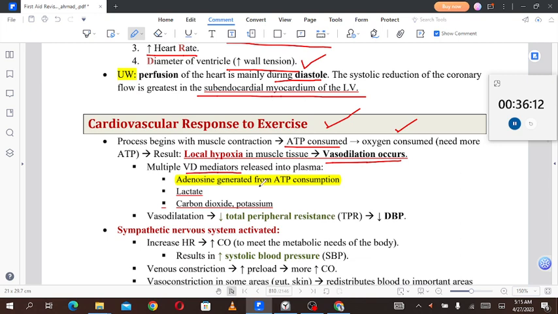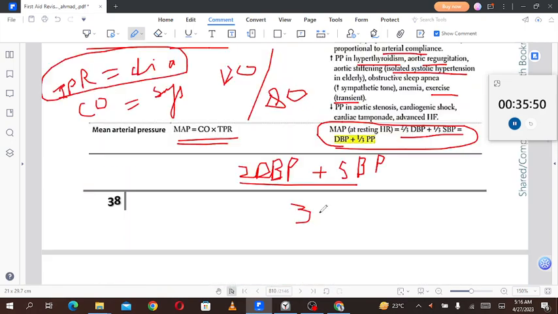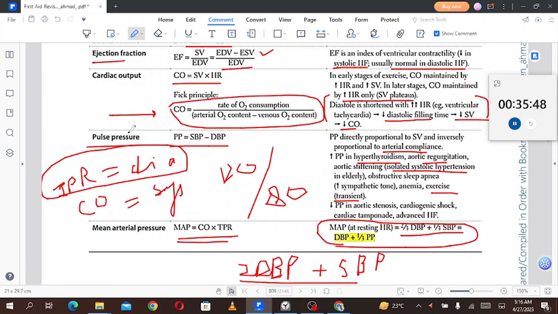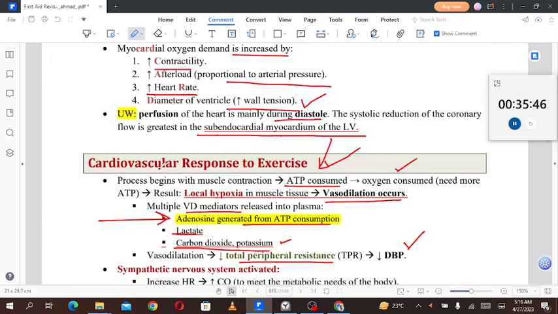For example, adenosine is generated by the ATP consumption. ATP was consumed over here, and resultantly adenosine is secreted into circulation, and that is a vasodilator. Then lactate, carbon dioxide and potassium. All of these agents are vasodilators. Remember that adenosine, lactate, carbon dioxide and potassium are vasodilators. Now vasodilation will decrease the total peripheral resistance and the diastolic blood pressure will decrease, because as we saw over here, the diastolic blood pressure is dependent on the total peripheral resistance.